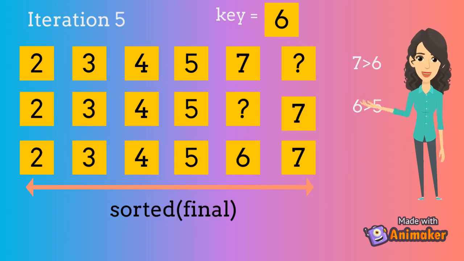Only one element, that is 6, remains unsorted. So in this iteration we will sort it. Now consider key is equal to 6. Compare it with 2, 3, 4, 5 and 7. 6 is smaller than 7, so 7 will be shifted to the right side, and the vacancy will shift to the left side. Now compare 6 with 5. There will be no change and 6 will occupy the vacancy. Now we will get the final sorted array, that is 2, 3, 4, 5, 6 and 7.